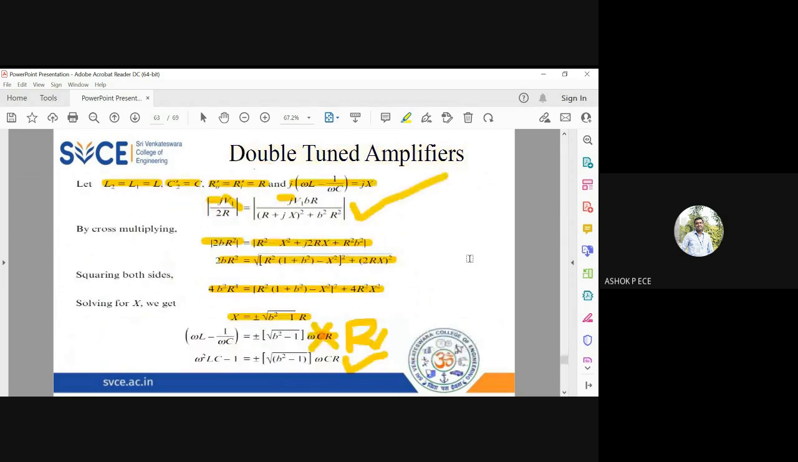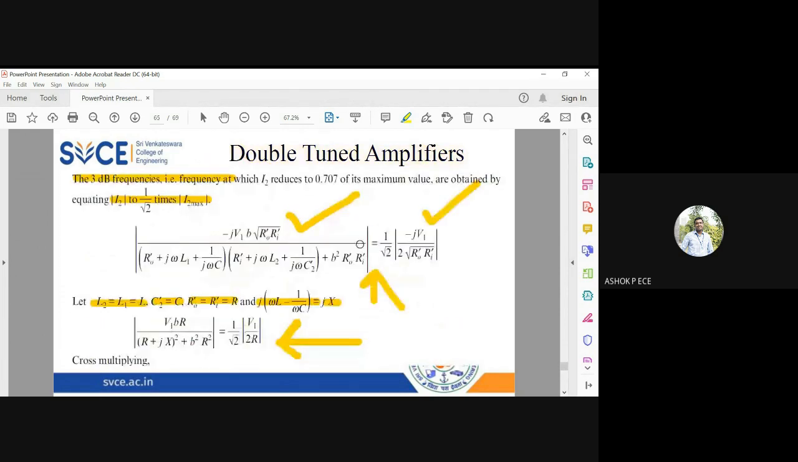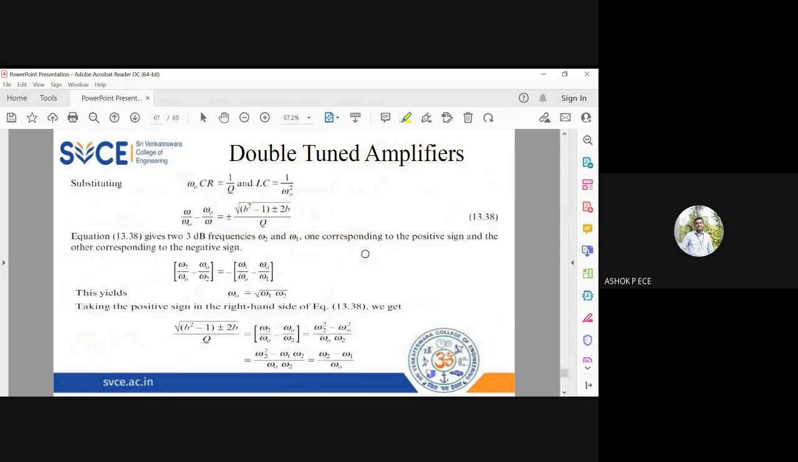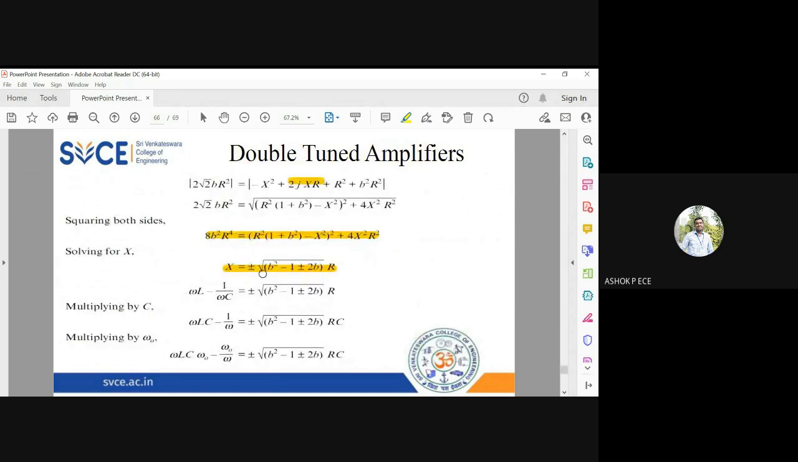See, in the previous case, the x value was plus or minus root of b square minus 1 into r. But since we have equated here to an extra 1 by root 2, you get this expression. Plus or minus root of b square minus 1. Additionally, plus or minus 2b we have in the expression for capital X. And X, you know, is omega L minus 1 by omega C. So the same thing is equal to the expression on the right hand side.